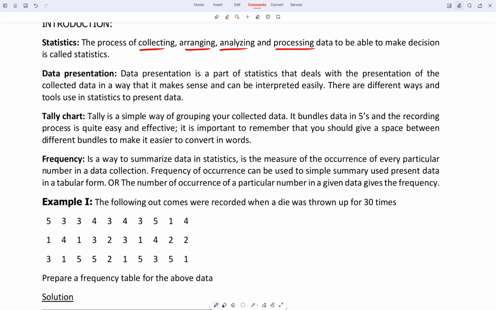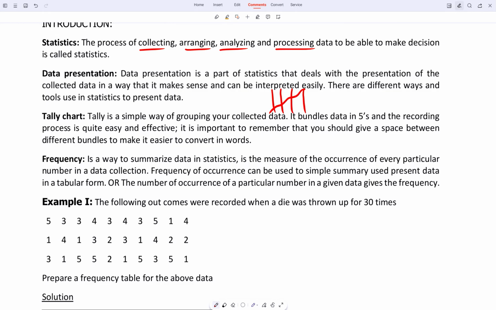And there are different ways of presenting data. The first one is the tally chart. The tally chart is a simple way of grouping your collected data, and it is bundled data in 5. That means under this tally we say this is 1. Are you seeing that? This is 2, this is 3, this is 4. But once it is 5, I will cross from the right to the left. So this means 5.